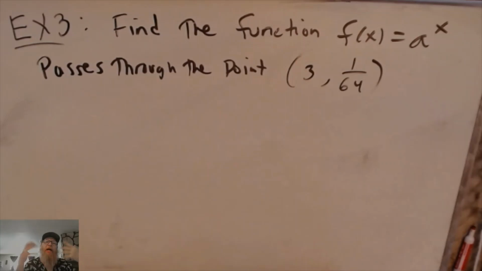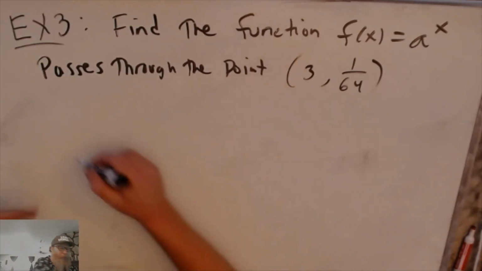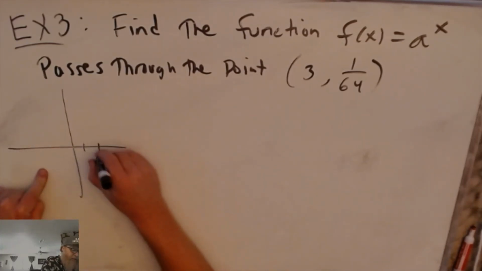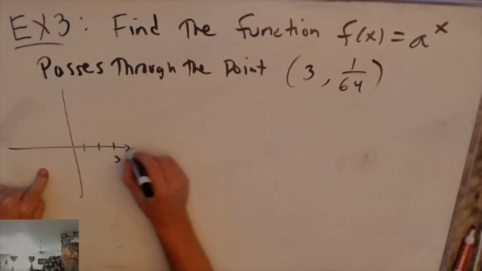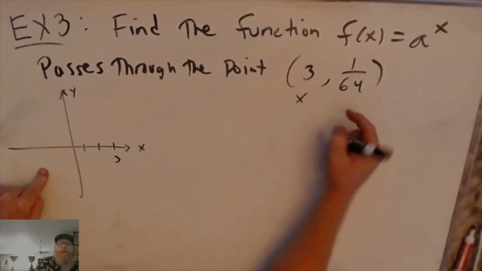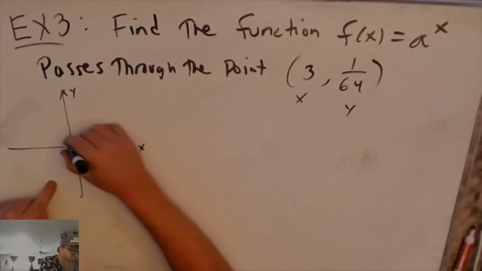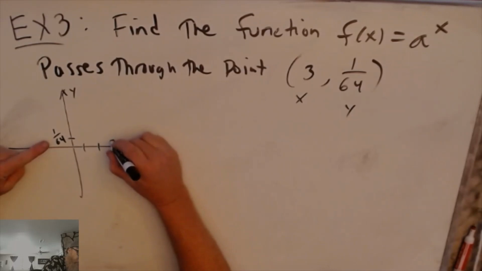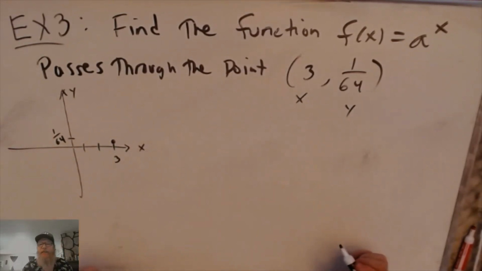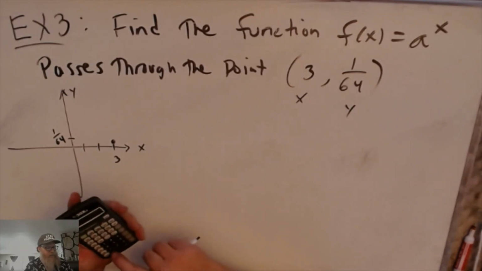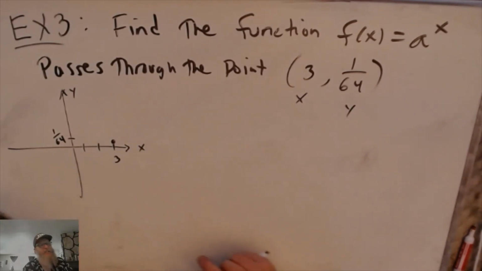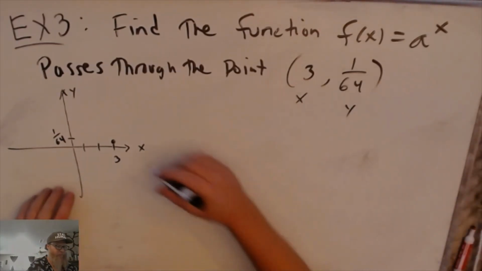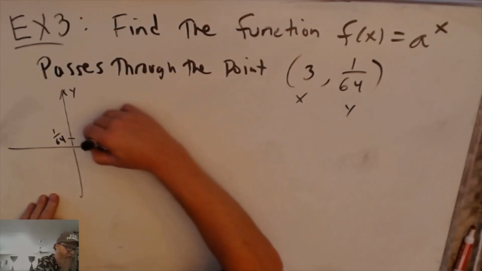So in this example, I'm alluding to the graph. I will draw a rough graph over here just to give you an idea of what's going on. X is equal to 3, and y is equal to 1/64. 1/64 is so small, it's basically touching the x-axis. Put it into a calculator, it's 1 divided by 64, which is 0.015625. It's tiny. So you want to find this function.